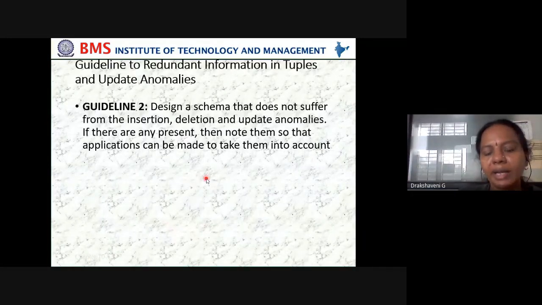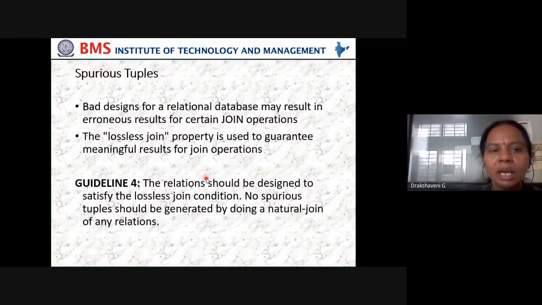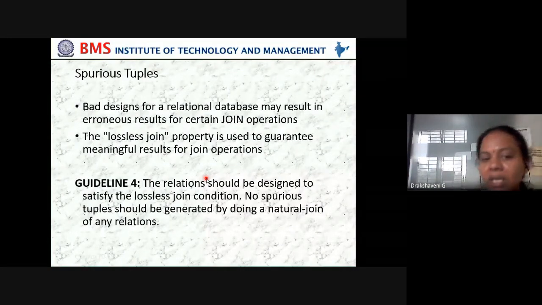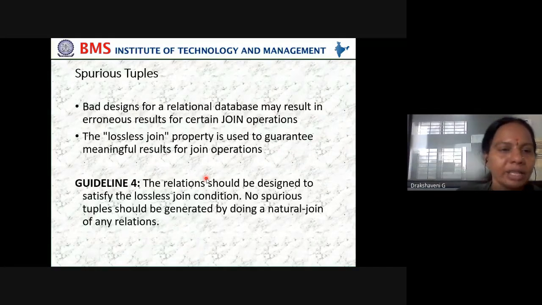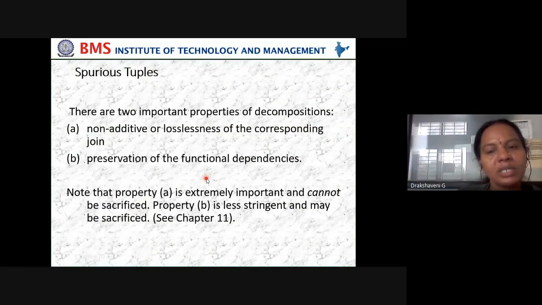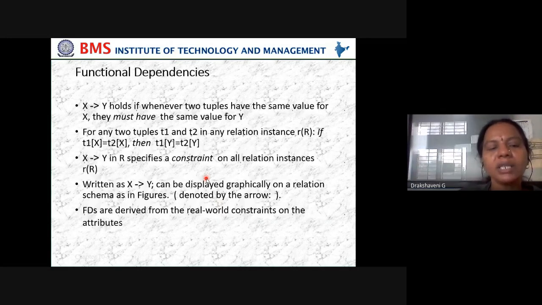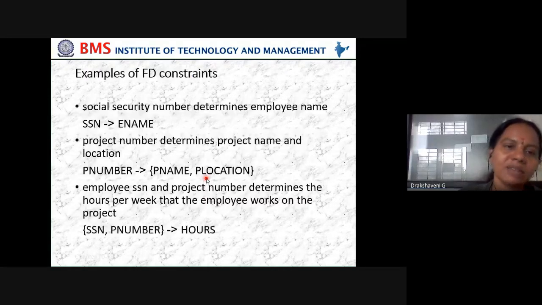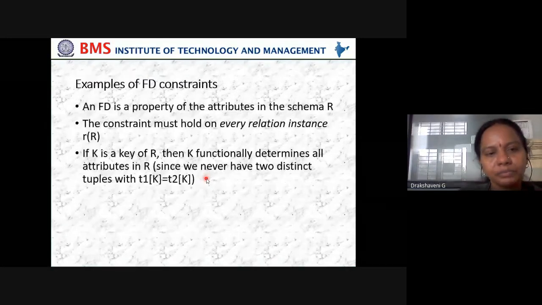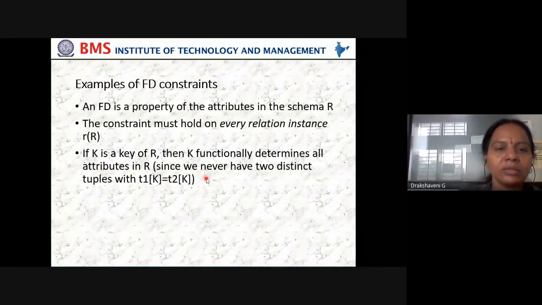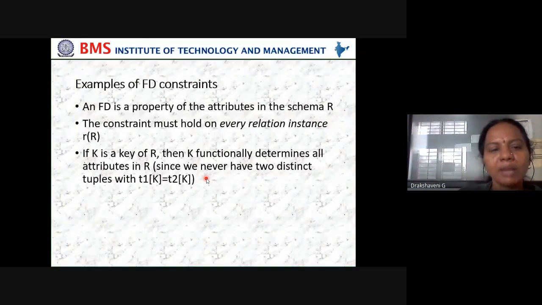And we have seen guidelines 2, guidelines 3, and how the surplus tuples can be removed, and we have seen guidelines 4. Then we have seen how the surplus tuples are being removed. Then what the functional dependencies are with respect to data value, how it is functionally dependent. Then we have taken some examples. Social security number is functionally dependent on employee name. That functional dependency constraint is a property of the attributes in the schema R.